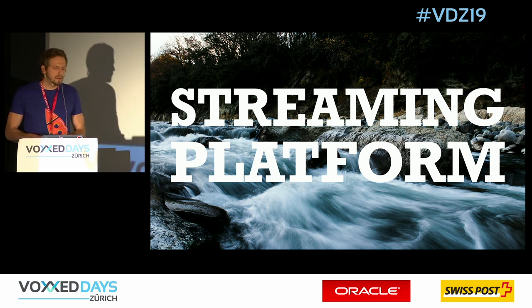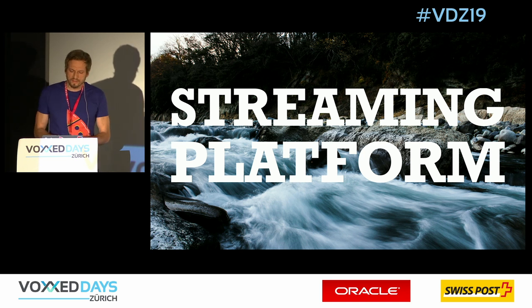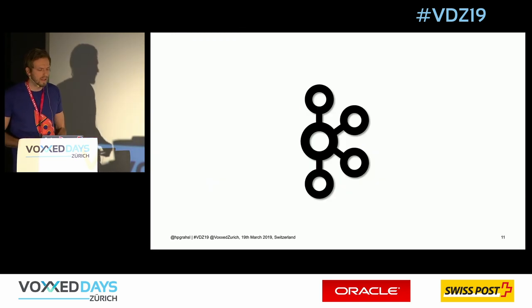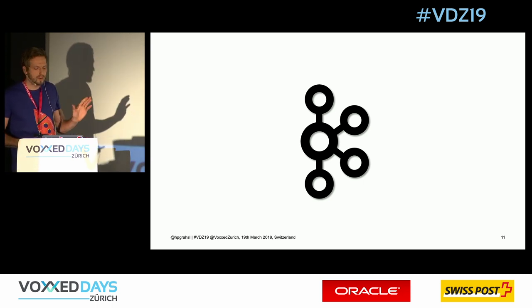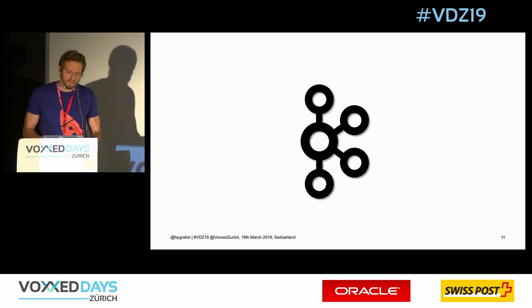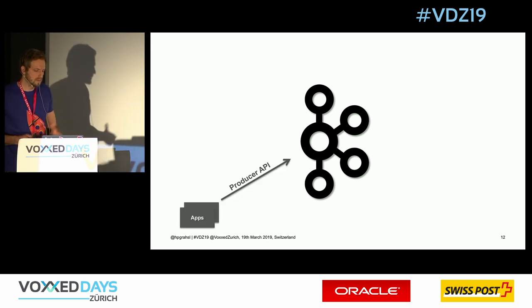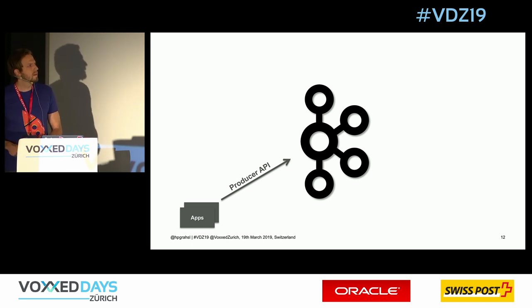I want to do that by walking you briefly through the main touch points, interaction points, APIs, so to speak, that we as developers have when we build solutions on top of Kafka. First of all, of course, we need to find a way to bring data into Kafka. There are several different ways. The lowest level one, if you want, is to use a thing called the producer API.